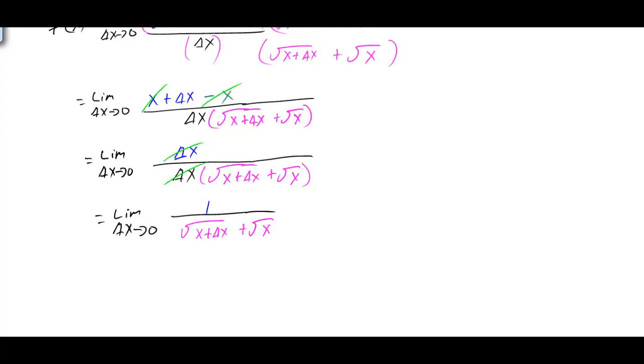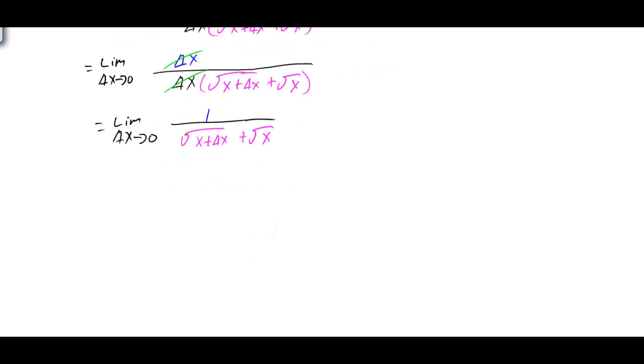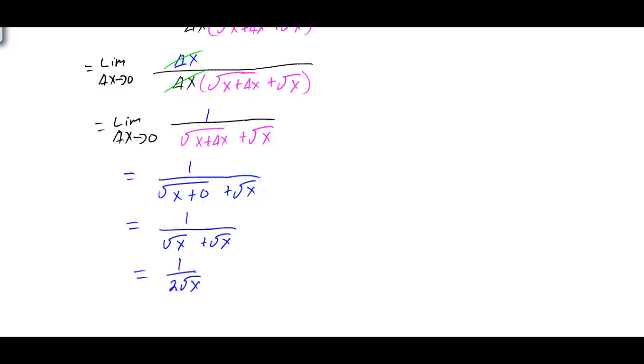Now we've accomplished our goal. We have got the delta x canceled off of the denominator. So we can once again use our direct substitution. And you notice there is a delta x in the denominator, but it's going to be the square root of x plus 0 plus the square root of x, which means we would end up with 1 over the square root of x plus the square root of x, which would be 1 over 2 square root of x. And this here is your derivative.